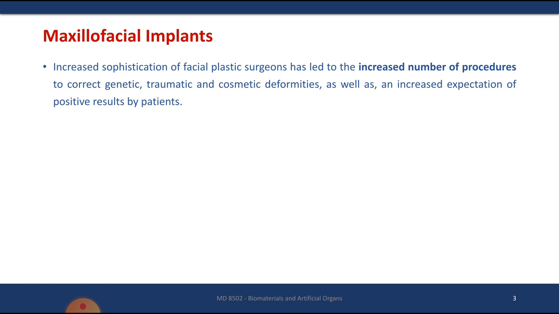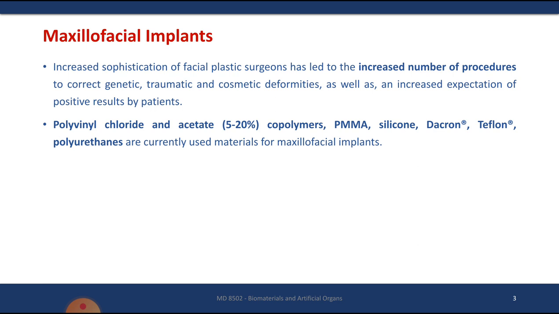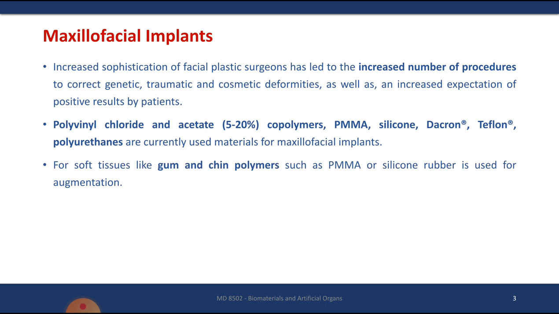Sometimes people are born with defects where the bones are aligned improperly, then the surgeons will correct the alignment and make the face symmetric, and all those things are done using maxillofacial implants. Some of the materials used for these implants are polyvinyl chloride and acetate, PMMA, silicone, Dacron, Teflon and polyurethane. These are the materials mainly used for maxillofacial implants. And for soft tissues like the gum and chin, which are near the mouth area, we use materials such as PMMA or silicone rubber.